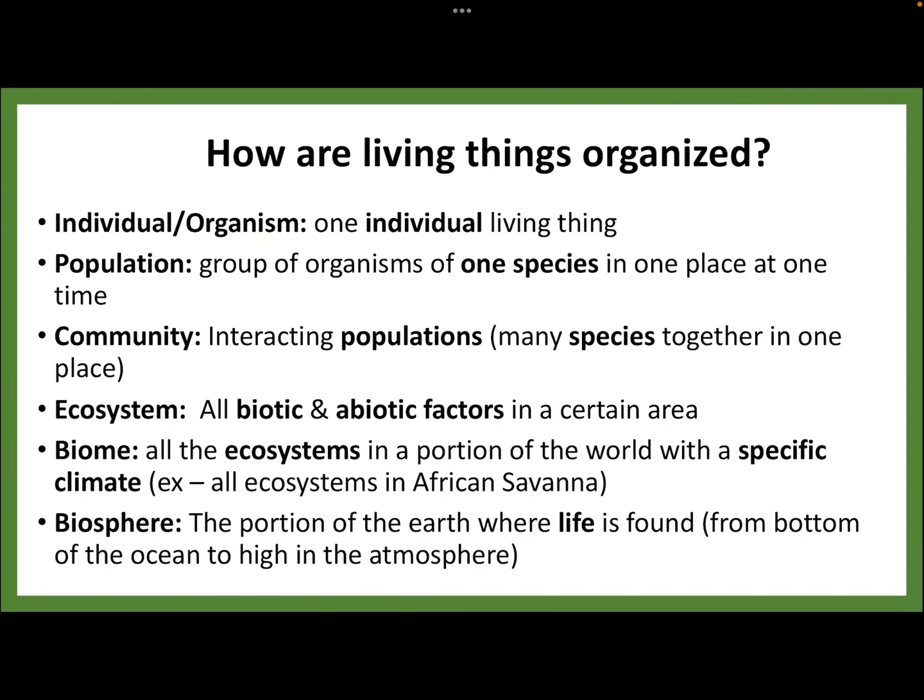Biomes are all of the ecosystems of the world. A biome is defined by a specific climate. Examples of biomes are like the tropical rainforest, the savanna, deserts, tundra. All of your biomes come together to make the biosphere. And the biosphere is the portion of Earth where life is found. And this goes from the bottom of the ocean to high up into the atmosphere.